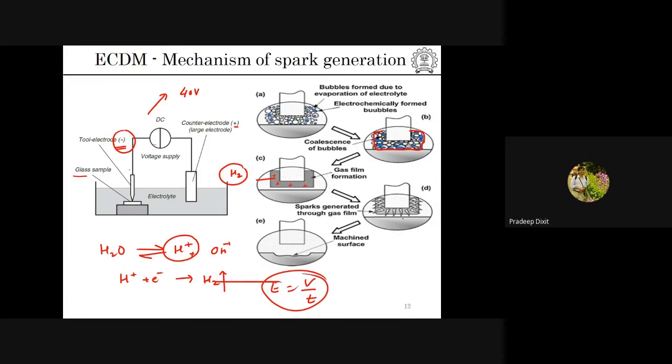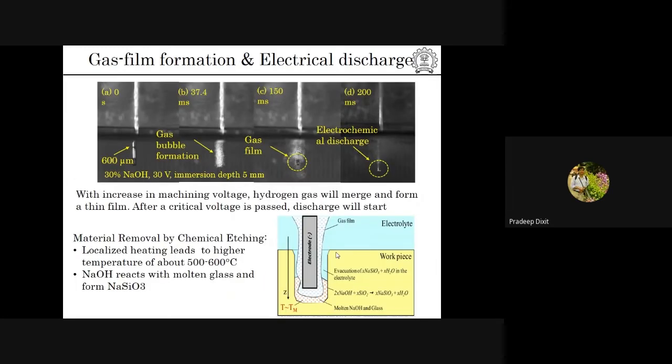Because of this ionization, a lot of electrons are going to be released, and these electrons are going to hit the workpiece, and because of that, the temperature is going to be very high, and the high temperature is going to cause the localized melting of the workpiece. So these are the simple indications.